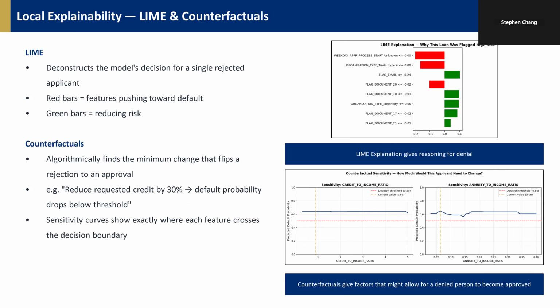While global metrics are great for executives, underwriters need specific instance-level explanations. I implemented LIME to visually break down exactly which features push a specific applicant over the rejection threshold. I took it a step further by also generating counterfactuals. If a loan is denied, the applicant would be able to know why and what they need to do to fix it. My counterfactual analysis algorithmically alters the rejected applicant's data to find the exact approval threshold. For example, it could tell a loan officer that if this applicant reduced their requested credit amount by 30%, their probability of default drops into the safer zone, and then they could be approved.